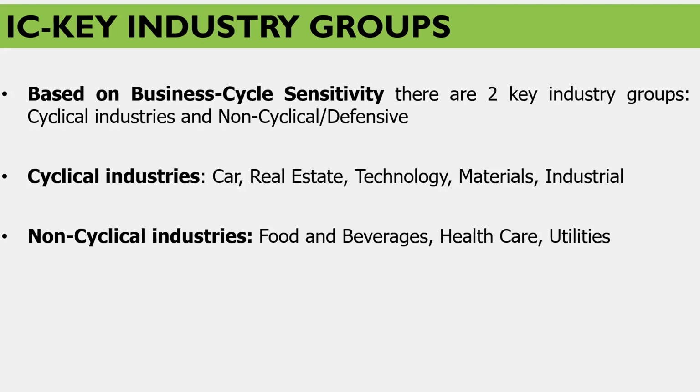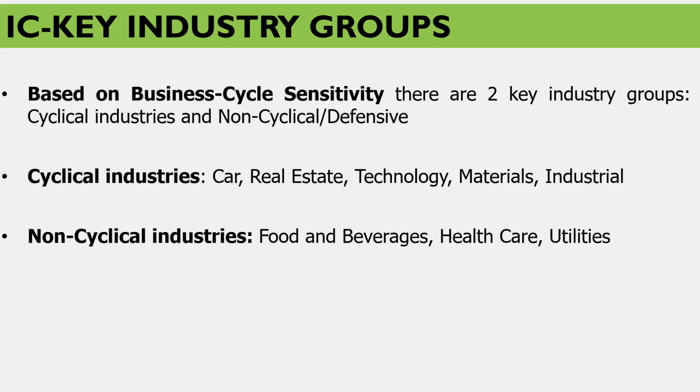About key industry groups. Based on business cycle sensitivity, there are two key industry groups: cyclical industries or non-cyclical or defensive industries. Cyclical industries like car, real estate, technology, materials, industrial. Cyclical industries face difficulties when the economy growth is slow because consumers reduce spending budget to buy cars, for example.